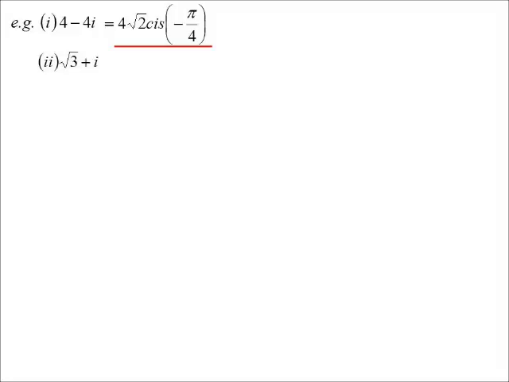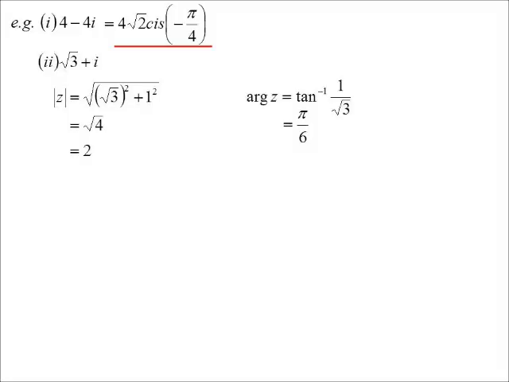Root 3 plus i then. Well, its modulus would turn out to be 2 when we work out its distance to the origin. And its argument, inverse tan of 1 on root 3, that's in the first quadrant because they're both positive. So it'll be pi on 6, pi on 6. So 2 cis pi on 6.